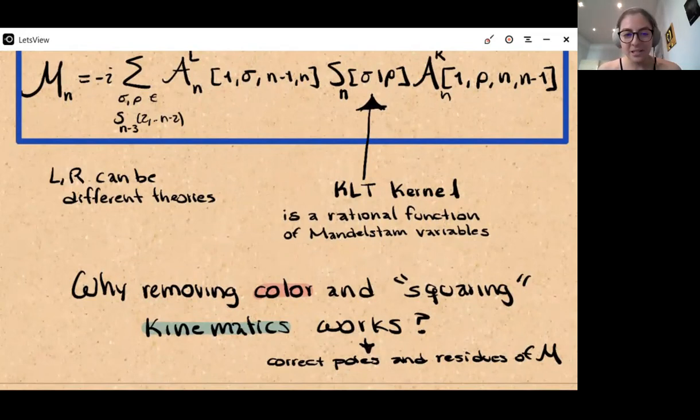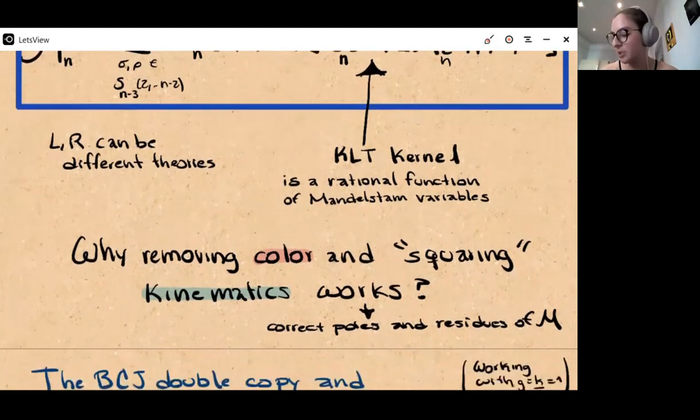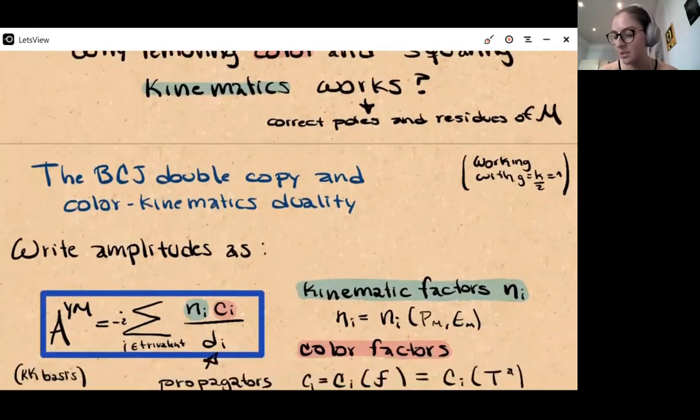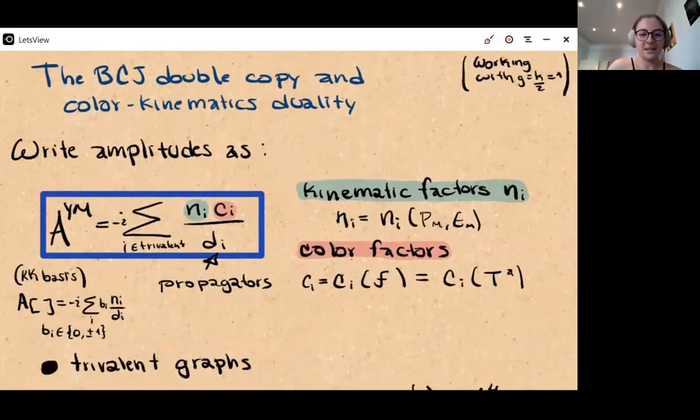And to do that, we're going to go to the new version of the double copy, which is the so-called BCJ double copy. So since I'm changing to a different style of double copy, let me ask if there are any questions before I move on to that. Okay. So then I'll start with the BCJ double copy and the so-called color-kinematics duality.